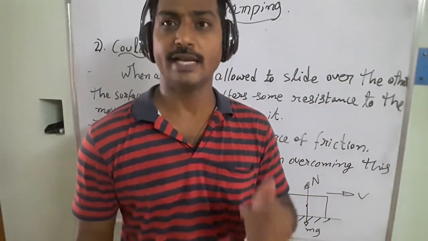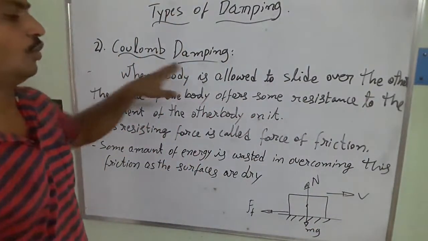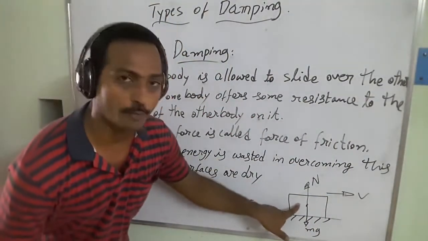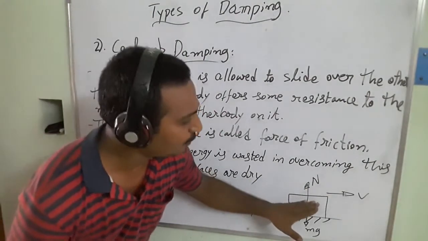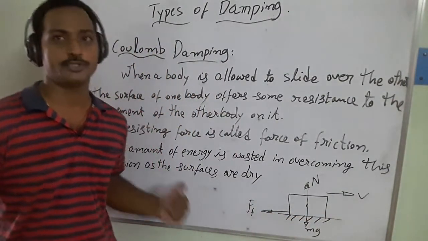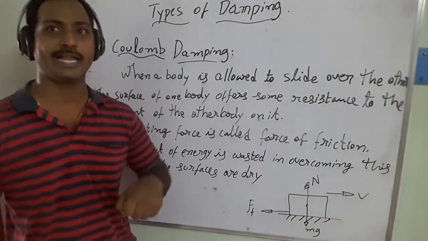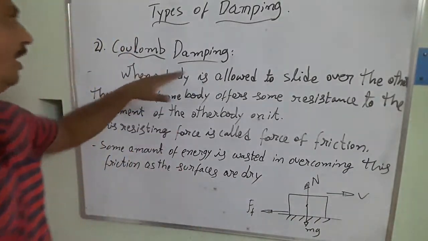that energy is absorbed by that body, and we can say that is Coulomb damping. There we can see one solid object and another solid object. This body is trying to move in the forward direction, but the friction force develops in the opposite direction, which absorbs that energy to resist the motion of the vibrating system. Then we can say that is Coulomb damping.